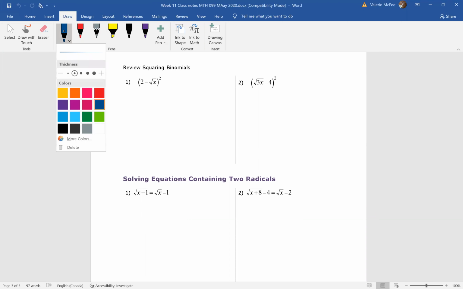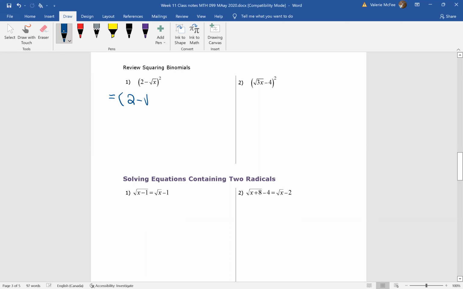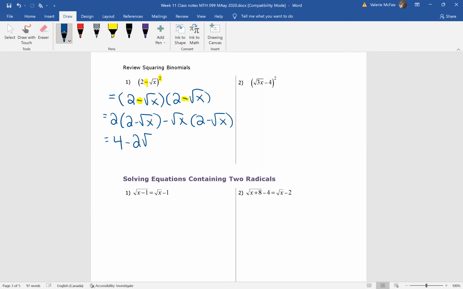We know that this means we have 2 minus the square root of x times 2 minus the square root of x. Make sure that because we have a minus sign here, each of these has a minus sign, because we're squaring the binomial. We're multiplying that binomial by itself. So I have 2 times the second bracket, minus root x times the second bracket. Again, some of you might have a formula for squaring this binomial, and that's fine. You can go ahead and use it if you know that formula.